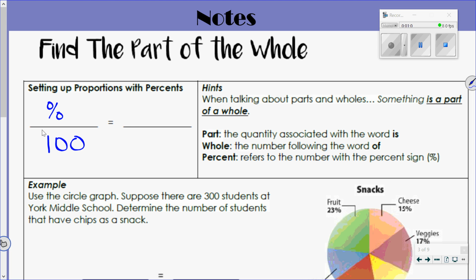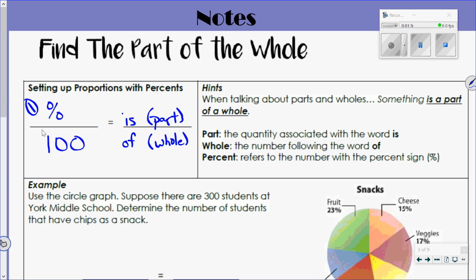Then there's two other key words that you're going to need to focus in on. Those words are is and of. Okay? The is is referring to the part of the other side. The of is referring to the whole of the other side. Now I'm also going to give you guys an order for these to go in. The first thing I want you to do is put in the percent.